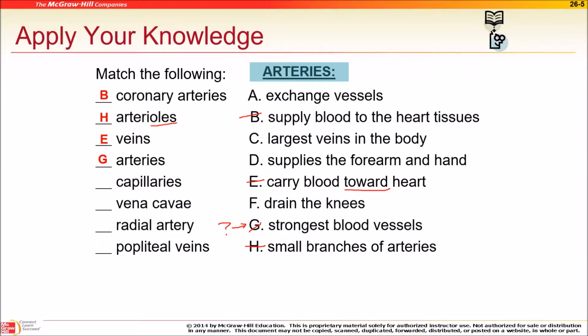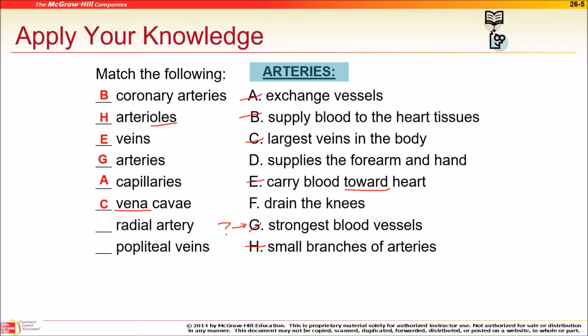We have A, C, D, and F. So it's A, right? The exchange. So that's where they're leaky, because they need to be, so they can exchange quickly. The vena cava, yeah, it's the largest vein.